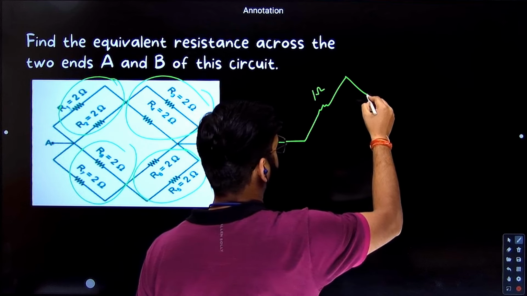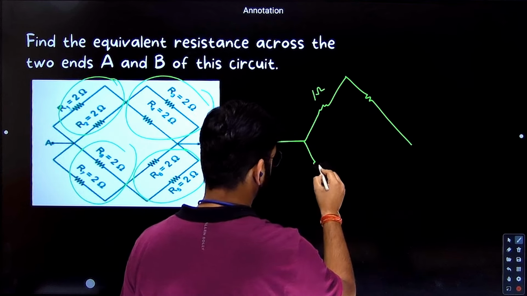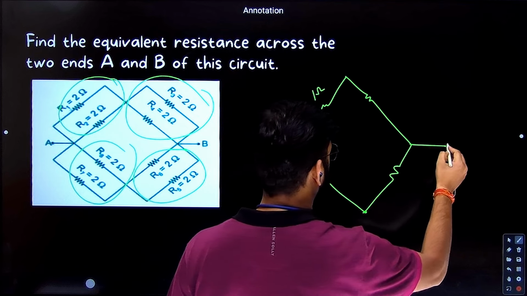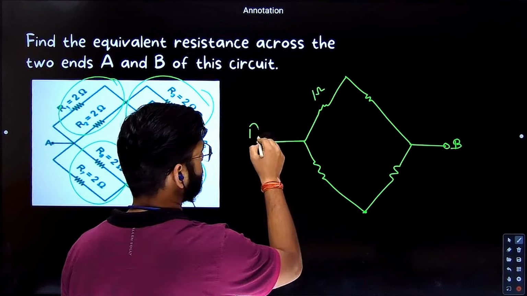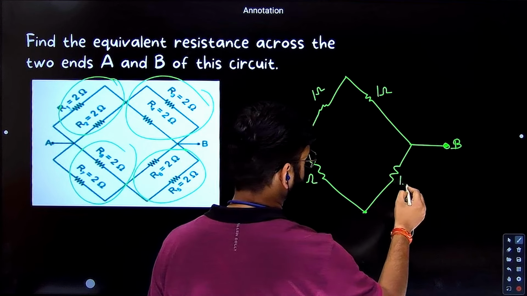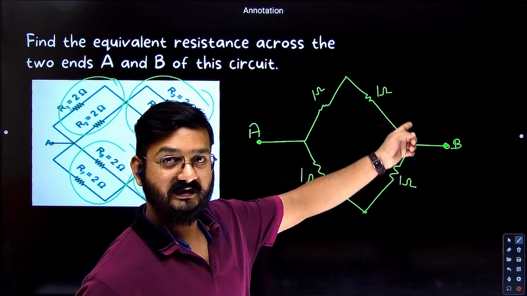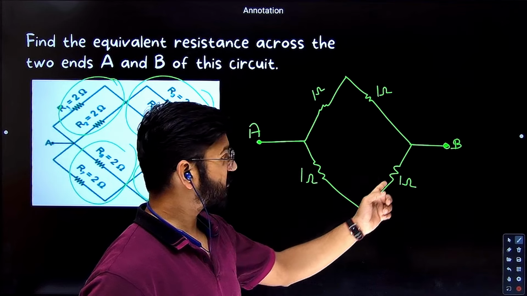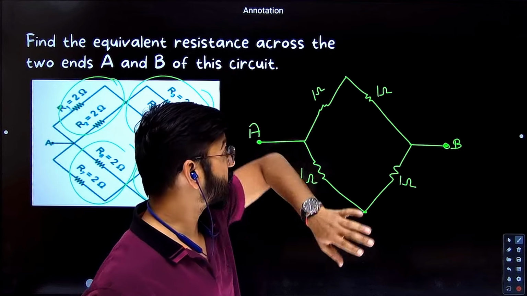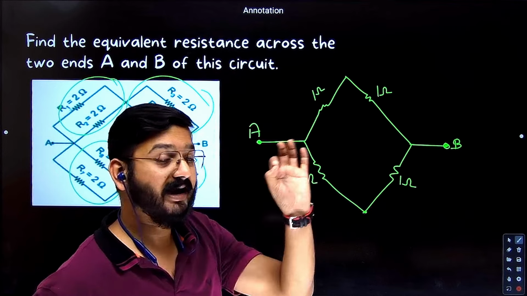1, then 1, then 1. This is A, this is B. So 1, 1, 1 and 1. Now if you see 1 and 1 in series, this is 2 and this is 2. So this upper 2 and lower 2 are connected between A and B, so they will be in parallel.